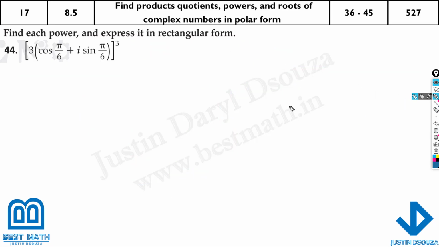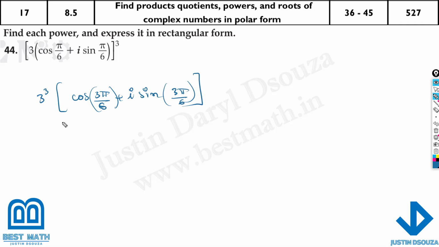Now this is an easy problem. Why? Because over here it's in the complex form, so we don't have to convert it. We directly use 3 to the power 3 times cosine 3 pi by 6 plus i sine 3 pi by 6, because 3 times pi by 6 would be over here. And then we put it in the calculator. It's basically pi by 2. Okay, you can even do that. 3 cubed will be 27, and cosine pi by 2, you know, it's 0, plus i sine pi by 2 is 1i. So that is going to be 27i. That is the answer. But please do use a calculator to check the value.